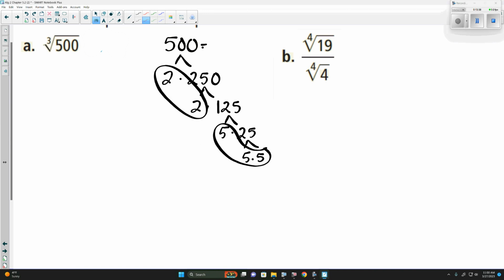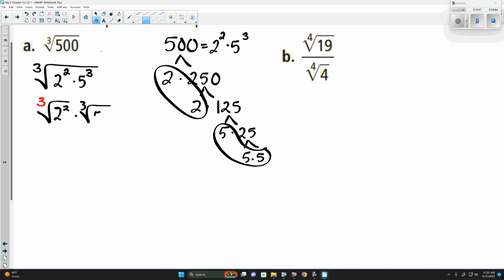So we have two 2s, so we can say that 500 is 2 squared times 5 to the third. Which means for us here, the cubed root of 500 is the same as the cubed root of 2 squared times 5 to the third. Now we can break this up into two separate radicals. So we can say the cubed root of 2 squared times the cubed root of 5 to the third.